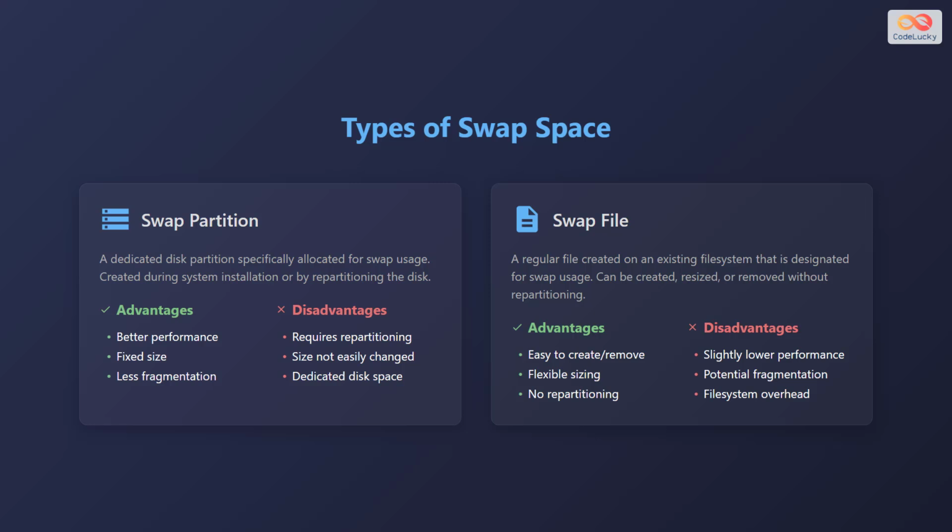A swap file, on the other hand, is a regular file created on an existing file system that is designated for swap usage. It can be created, resized, or removed without repartitioning. Swap files are easy to create and remove, offer flexible sizing, and do not require repartitioning. However, they may have slightly lower performance, potential fragmentation, and introduce file system overhead.